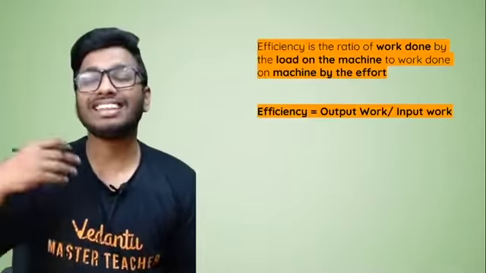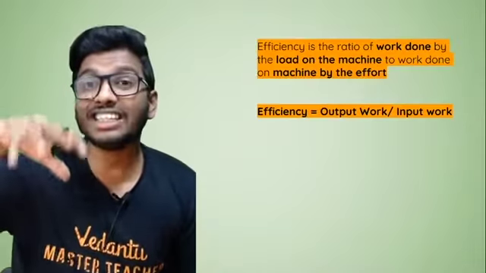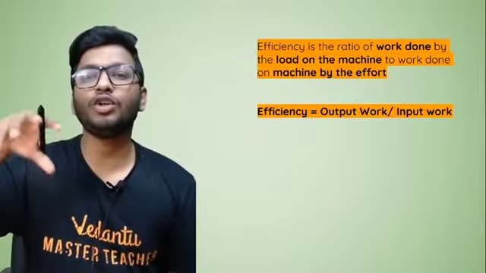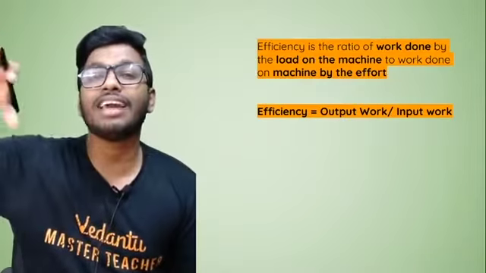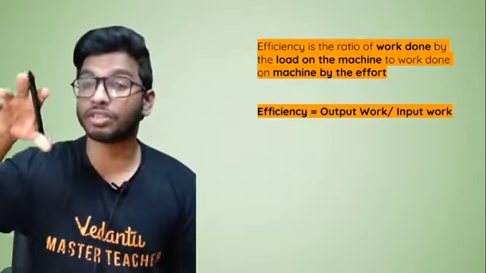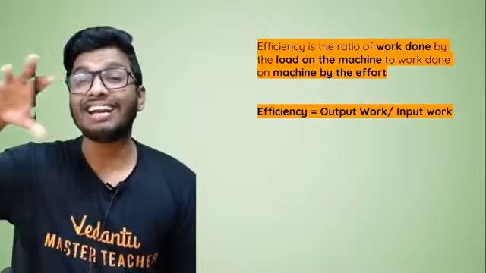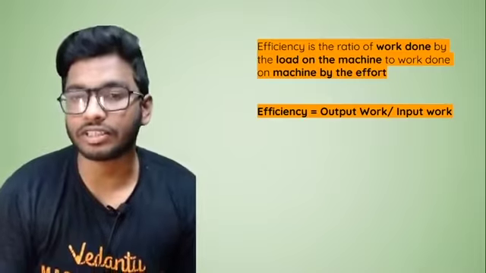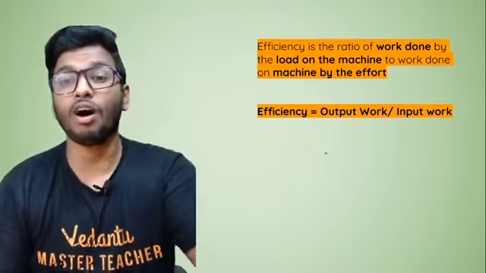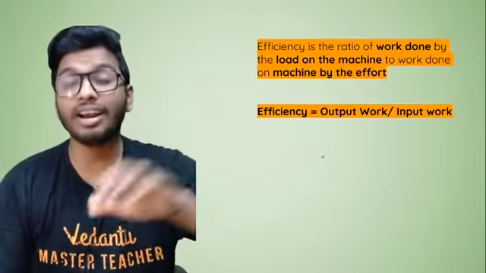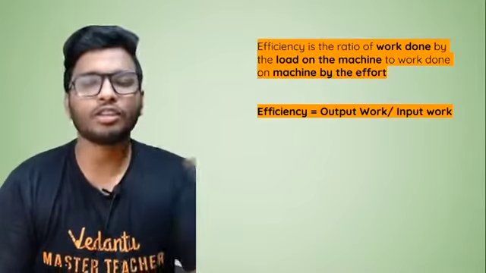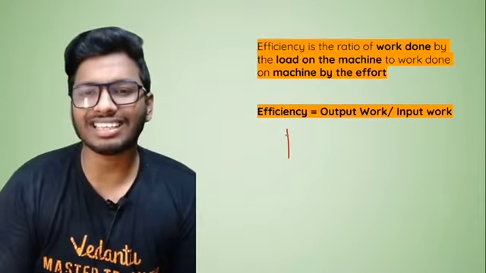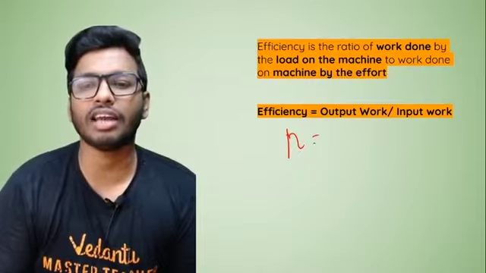Efficiency is the ratio of the work done by the load on a machine to the work done by the effort on the machine. So the work done by the load divided by the work done by the effort is what is called efficiency. You can write it as efficiency is equal to output work divided by input work. There's another way to write this. Efficiency is represented as eta. So this is how you represent efficiency.